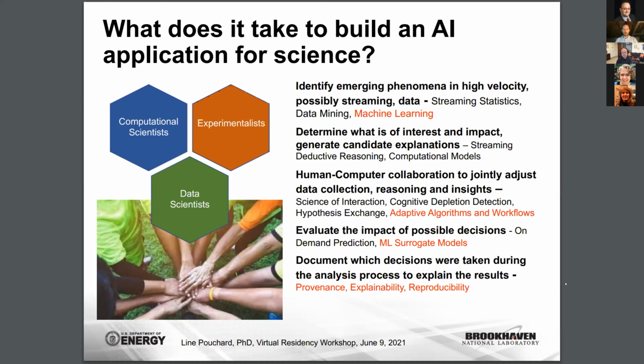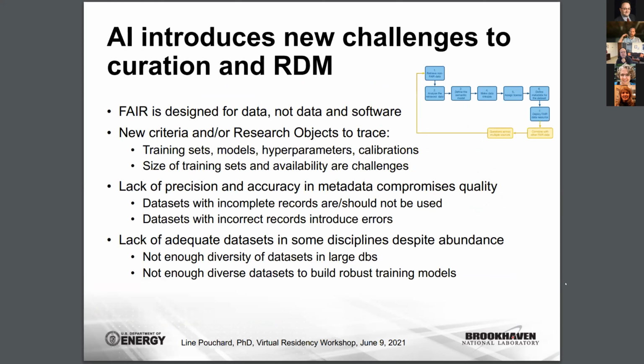Then the human in the loop also evaluates the impact of the possible decisions. And these decisions need to be documented, which is where provenance, explainability, reproducibility is involved, and where research data management plays a key role. Next slide, please.